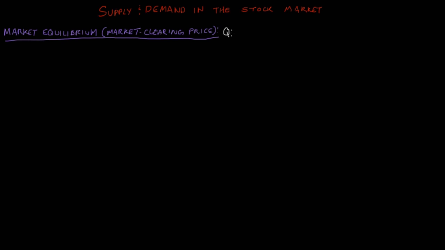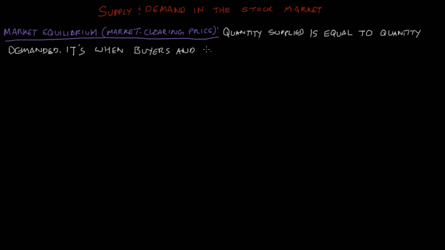Now that we've covered supply and demand, I'm going to show you how we can unify those concepts to help predict the movement of any stock price and help you understand why a stock price is moving through something called market equilibrium, also known as the market clearing price. The equilibrium price is when quantity supplied is equal to quantity demanded. It's when buyers demanding stock and sellers attempting to sell stock come to a mutual agreement regarding the price of the asset.